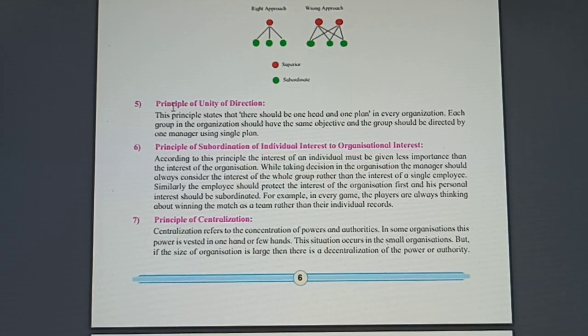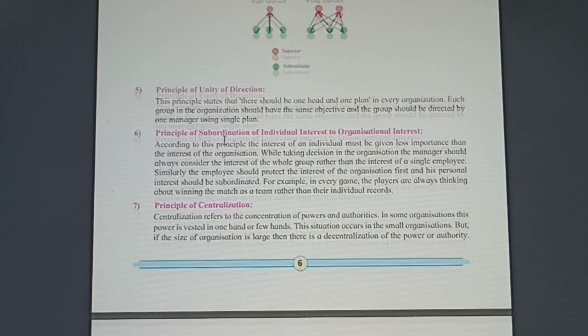Fifth, principle of unity of direction. Principle of unity of direction is similar to the above point, but here it is different. It says that there should be one head and one plan in every organization. Each group in the organization should have the same objective, and the group should be directed by one manager using a single plan. There should not be more plans and more managers.